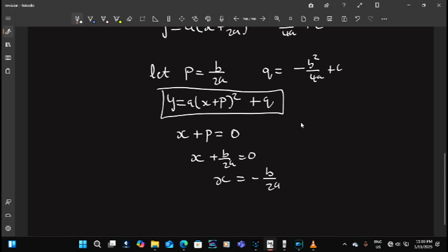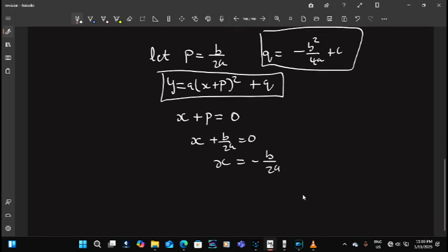And then for the y value of the turning point, you can use this, or you can take this and substitute it inside the original equation that they've given you. Alright, so you can use this to do your own examples.